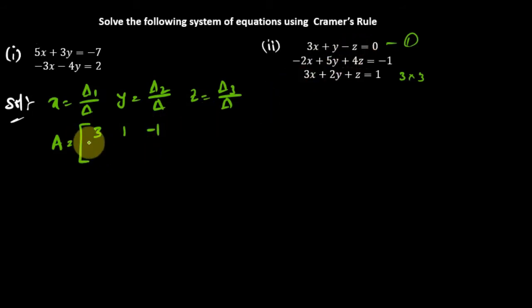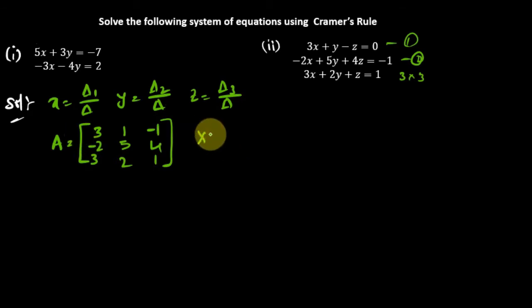Similarly, in my second row I should write all the coefficients of the second equation. This is my second equation. First I get the first element as minus 2, the second element as 5 and the third element as 4. Similarly, in my third row, the variable coefficients of the third equation. So this will be 3 and 2 and 1. Okay, so this is my A matrix.